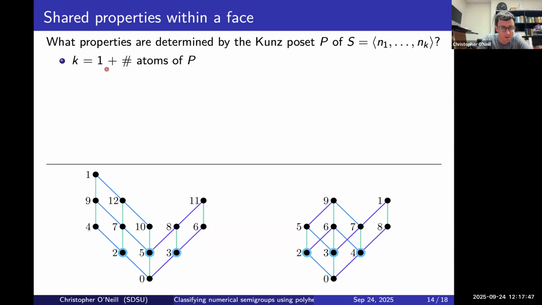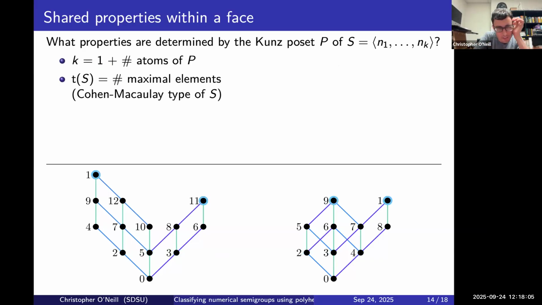The +1 here is coming from the fact that M, which in this case is 13, has to also be a minimal generator. So your minimal generators are M plus one more generator for each atom of the Kunz poset.